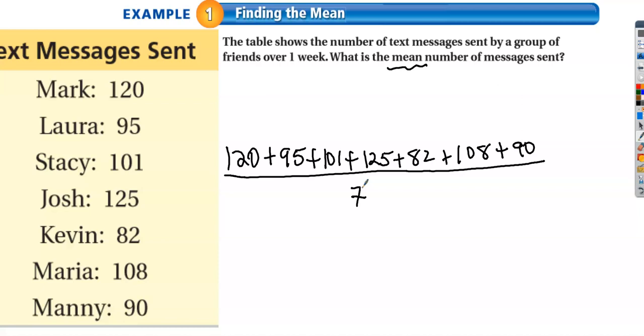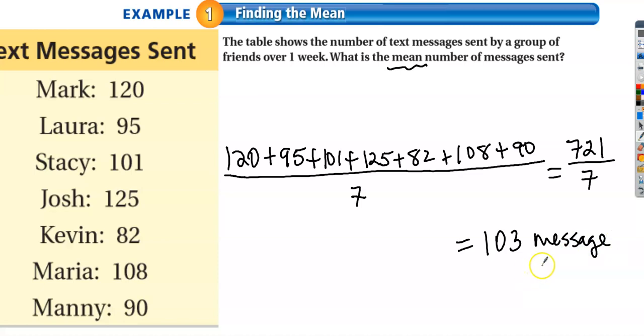And now they are going to be divided by 7. But of course, first I do the adding. When I add up the top row, I get 721 text messages between 7 people. And when I do the math of 721 divided by 7, I get 103 messages, right? So that's the mean number of messages. It's what we call an average.